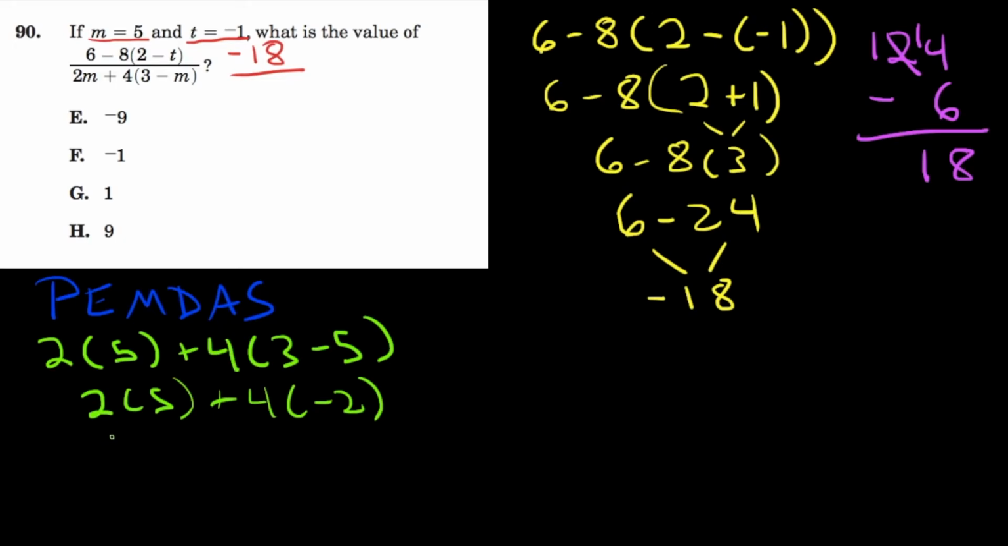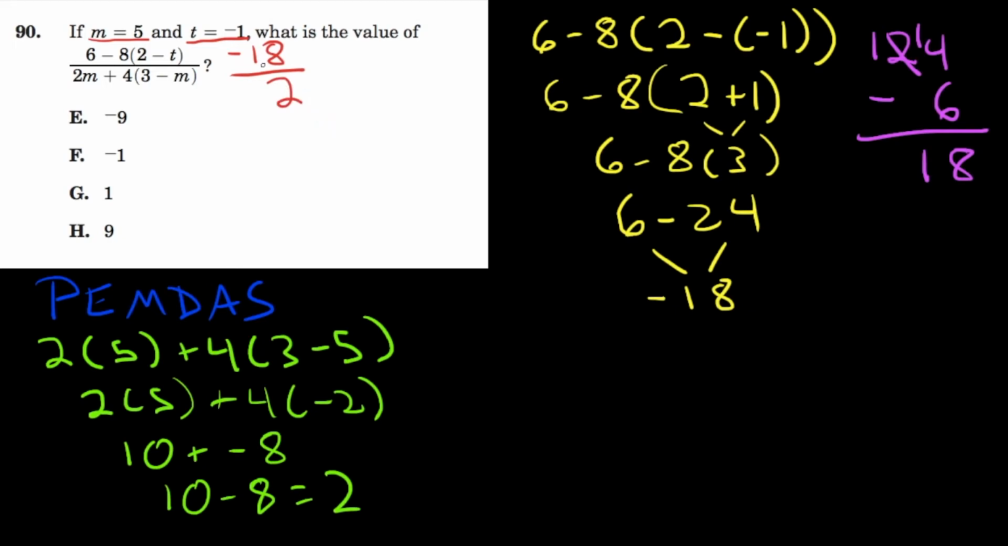Now let's do multiplication, and because we have two multiplication things, we just go left to right. So 2 times 5 is 10. 4 times -2 is -8. We now have 10 plus -8. When you have a plus and a minus, the minus wins. So this is the same thing as 10 minus 8, which is 2.